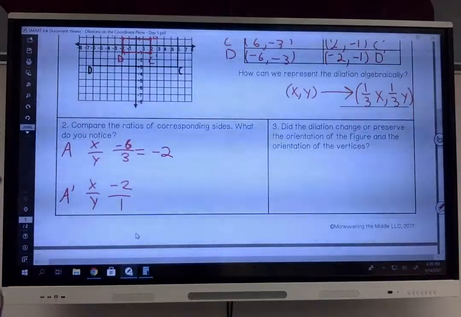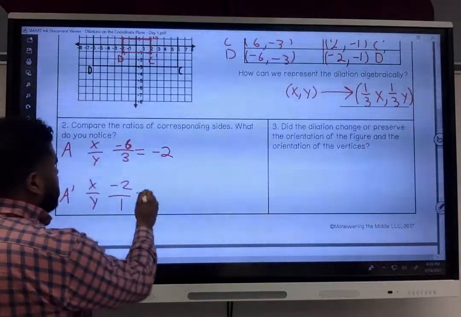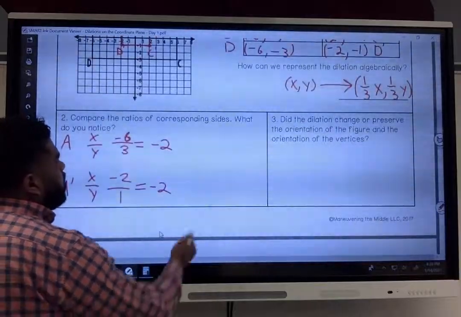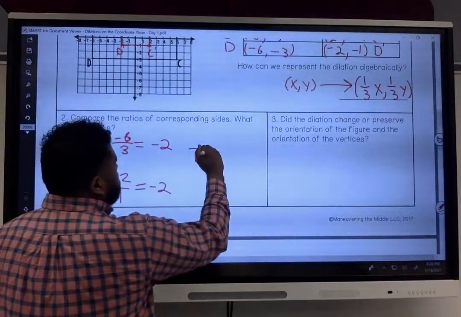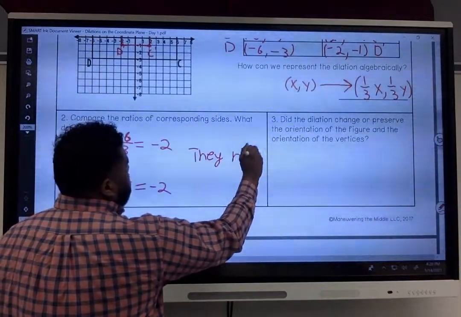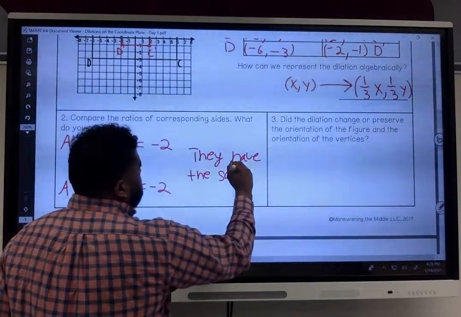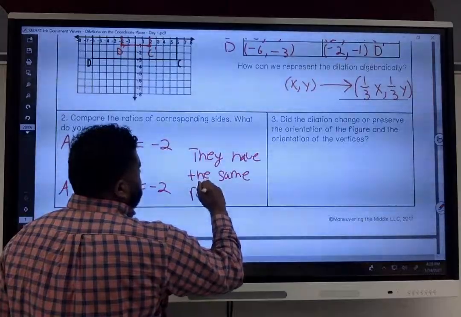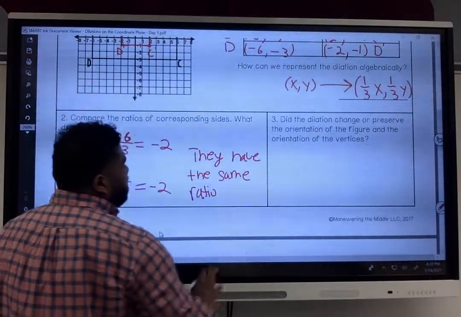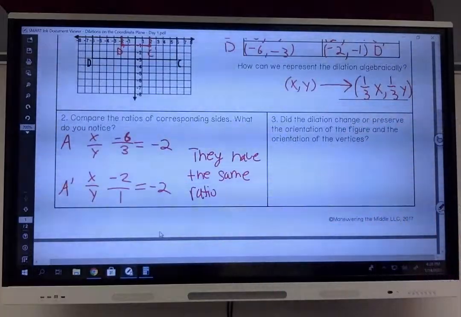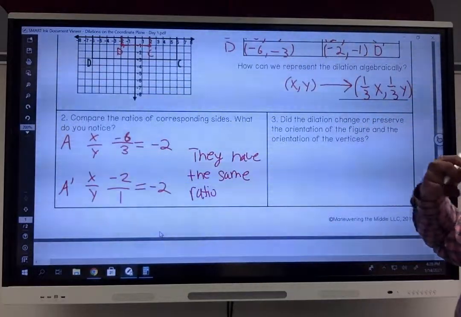So what's negative 2 divided by 1? Well, any number divided by 1 is the number itself, so that would be negative 2. Okay. What do we notice? They have the same ratio. Okay. All right. Did the dilation change or preserve the orientation of the figure and the orientation of the vertices?